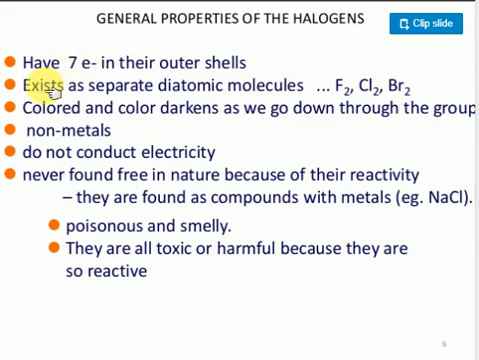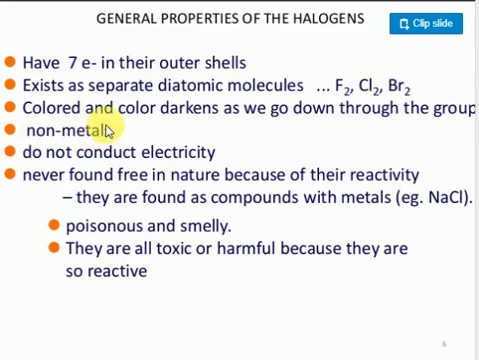Next, they exist as diatomic molecules. Even fluorine, chlorine, bromine and iodine are available only as diatomic molecules. They are colored, and the color becomes darker as we go down the group. Fluorine is yellow, chlorine is greenish yellow, iodine is violet, and bromine is brown.